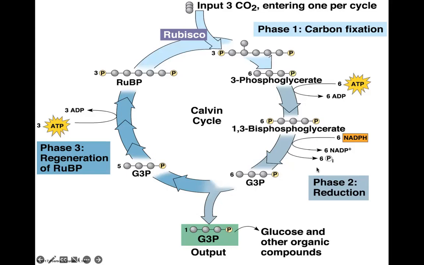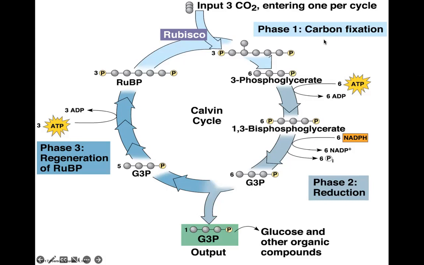ATP we've seen before, NADPH. So it's really very similar to what we've been learning about. It's just another one of those where you have to go in and write out the cycle a few times and really just commit it to memory. So we have the input of 3 carbon dioxides entering, 1 per cycle.